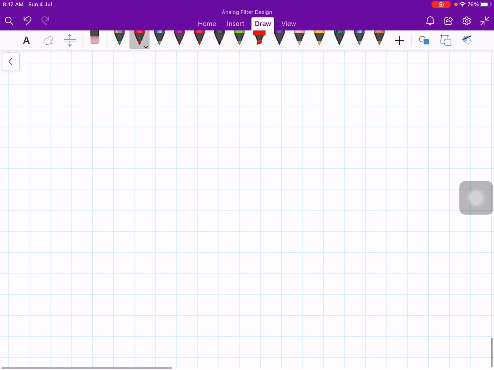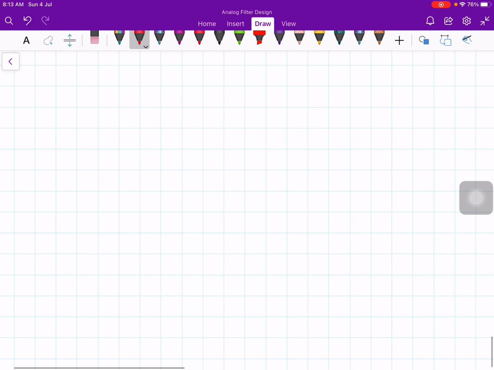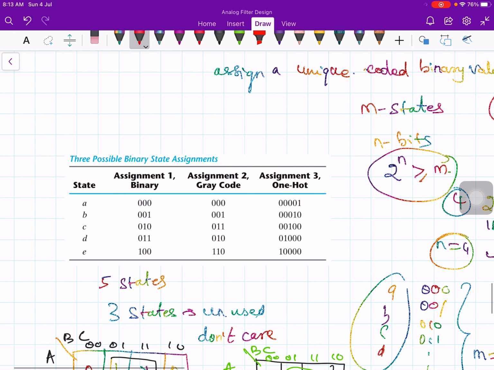The state table is here. Where is it? Yeah, it's here. So 0 0 0, 1 0 1, 0 1 0, 0 1 1, 1 0 0. And another similar assignment is the gray code.